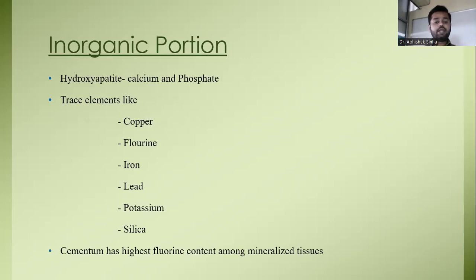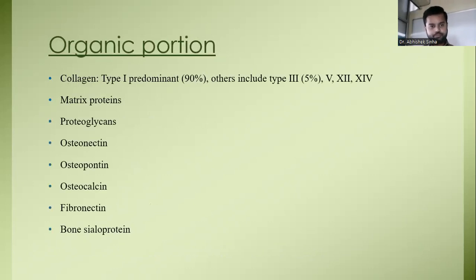Now, cementum has the highest fluorine content among the mineralized tissues. Very important. Cementum has the highest fluorine content among the mineralized tissues. What is the other mineralized tissue? Alveolar bone. Okay. Now, the organic portion.